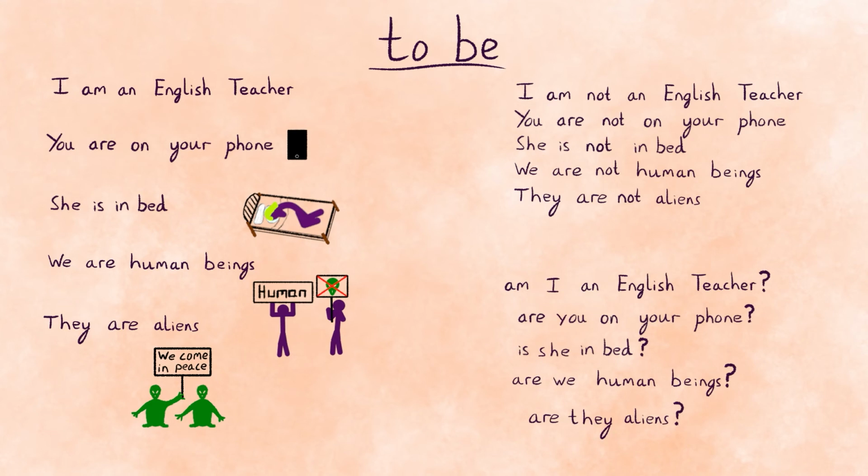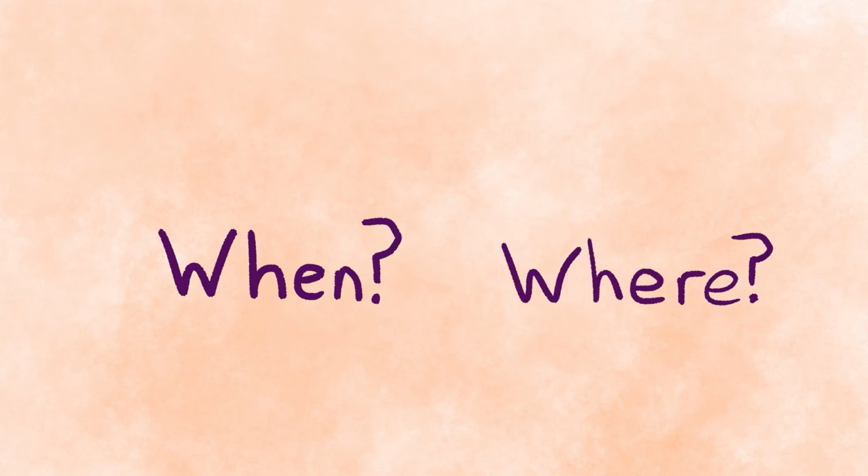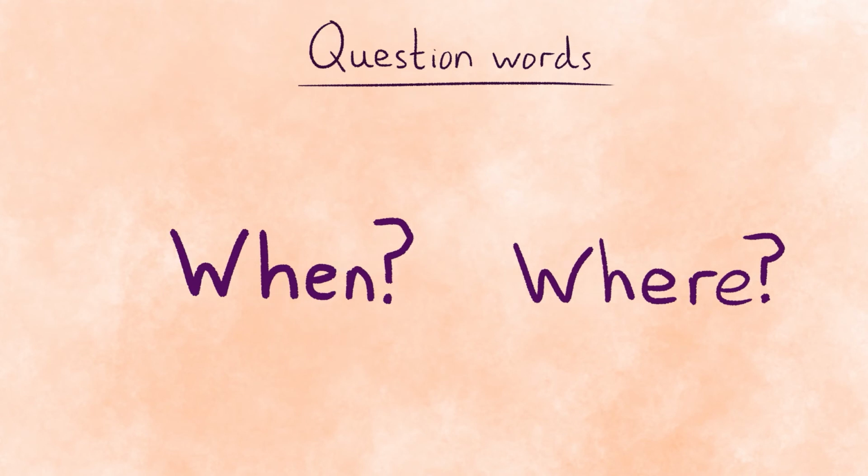So we've covered the basics of the present simple tense. We learned how to make affirmatives, negatives, and questions with regular verbs and the verb to be. But what if we want to ask for specific information, like when something happened, or where something happened? Well, for that we have question words.